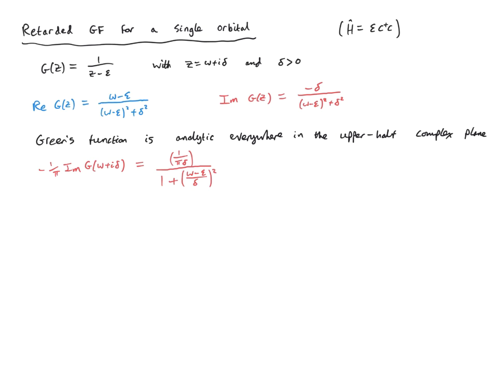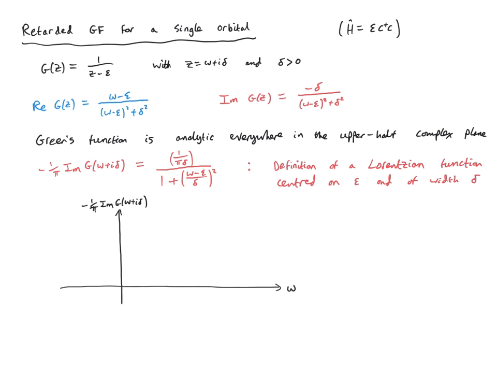In particular, I can write minus 1 upon pi of the imaginary part of the Green's function, g of omega plus i delta, in this way. I write it as 1 over pi delta, all divided by 1 plus omega minus epsilon over delta squared. This is the very definition of the Lorentzian function, centered on omega equals epsilon, and of width delta. So let's now plot this function as a function of epsilon for a given delta. For a fairly large delta, we see the Lorentzian has a rather broad width.